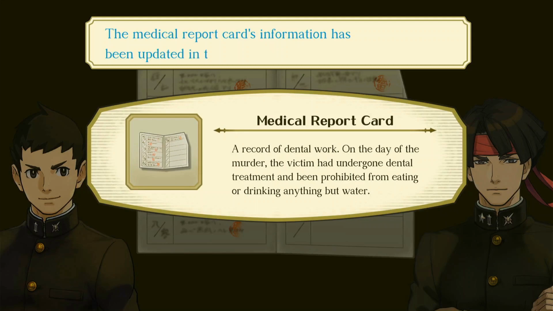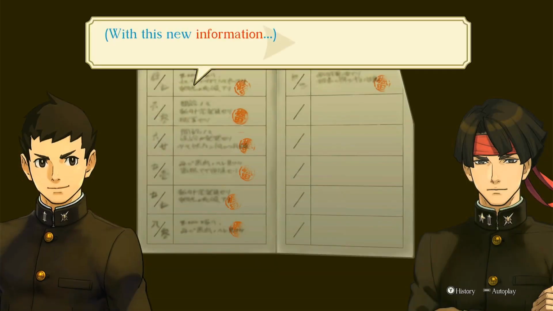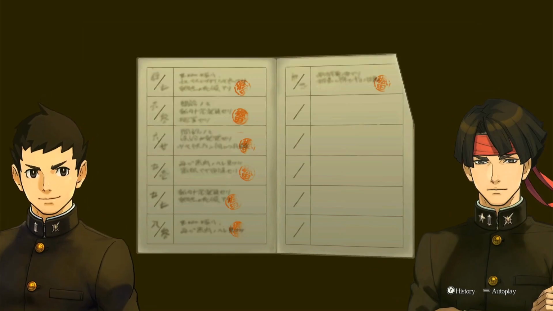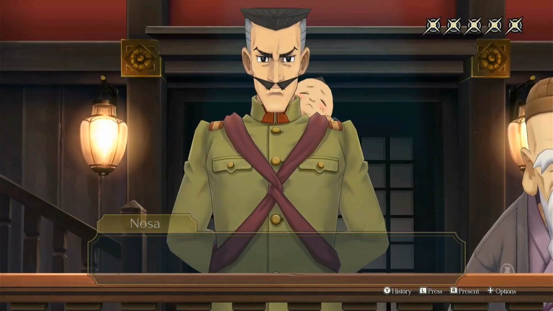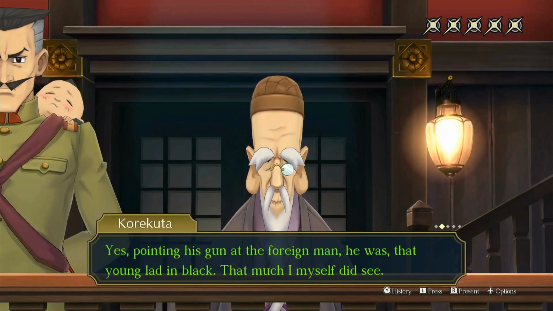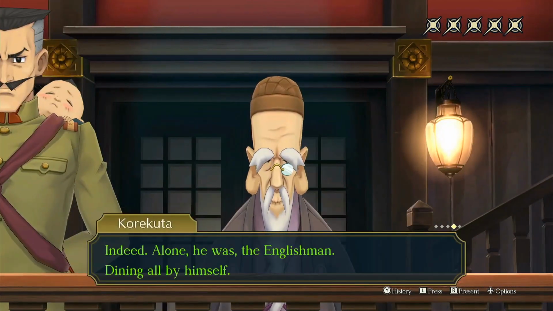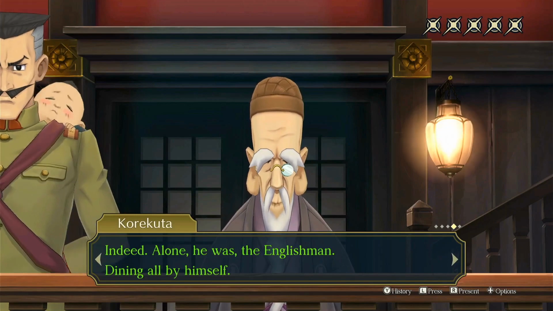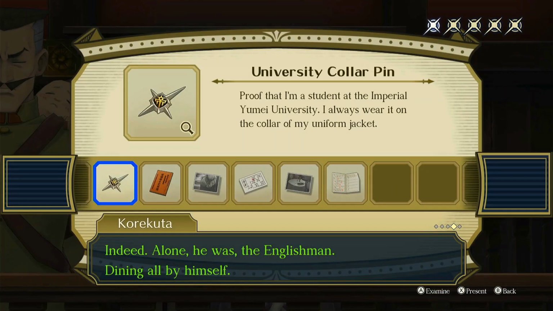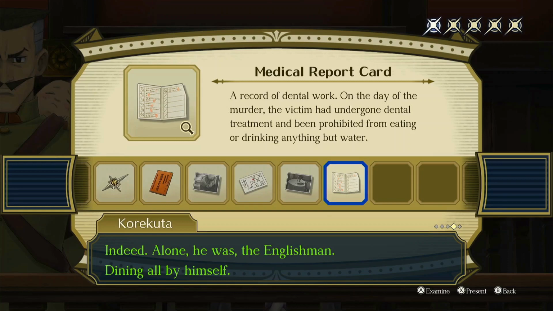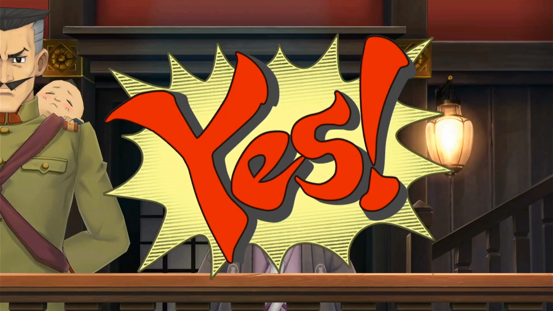Yes, so, when we examine certain bits of evidence in detail and find out something new, their description changes. And it is that change we can use to prove contradictions. So, let's use that new information to disprove what Korakuta-san said. He was dining all by himself. Well, that couldn't be possible, because the medical report card says that he was all alone. Yes.